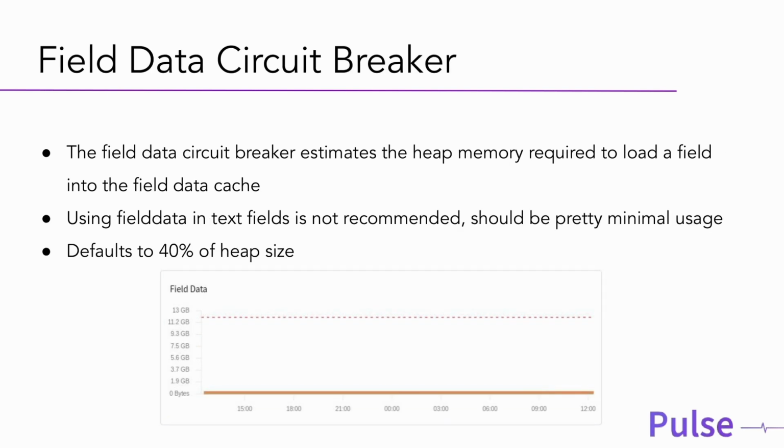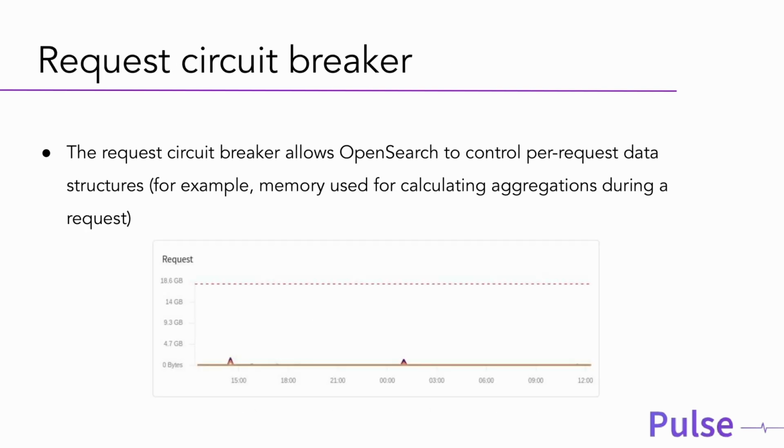There's other circuit breakers, like field data that is being used in aggregations, and request circuit breakers and so on. Usually you will see issues with the parent one, and that immediately translates to heap space issues. You don't have enough heap space available.